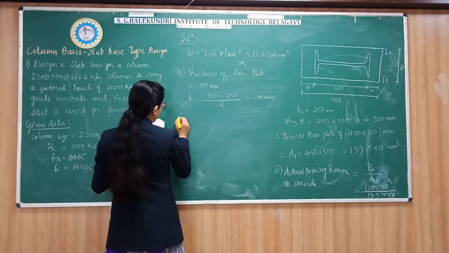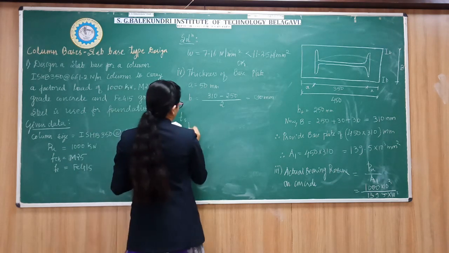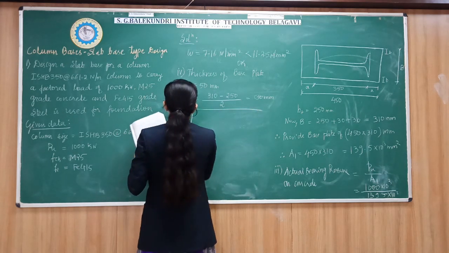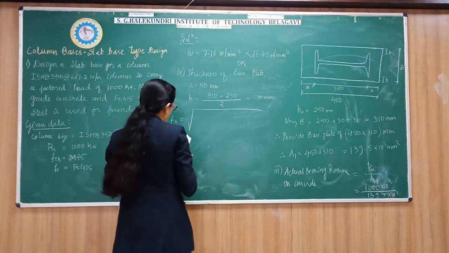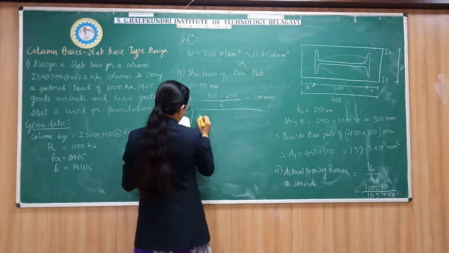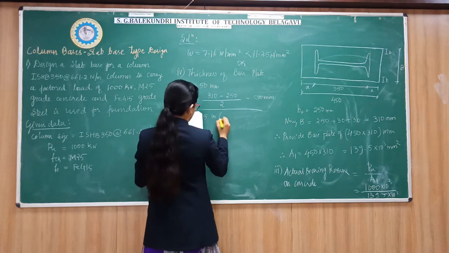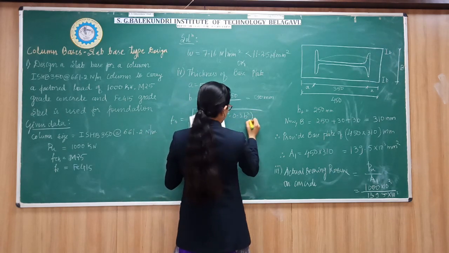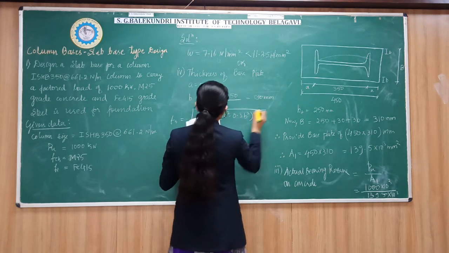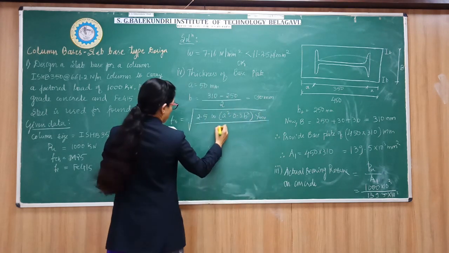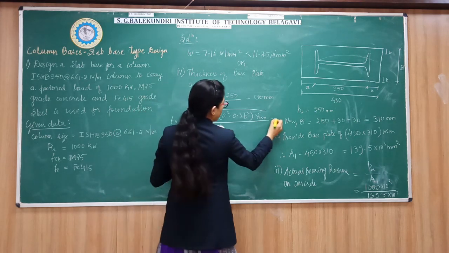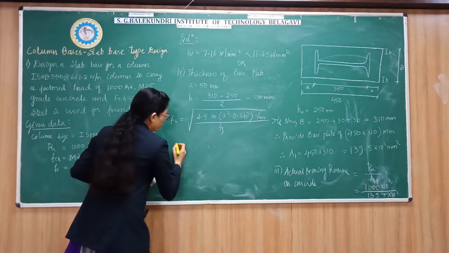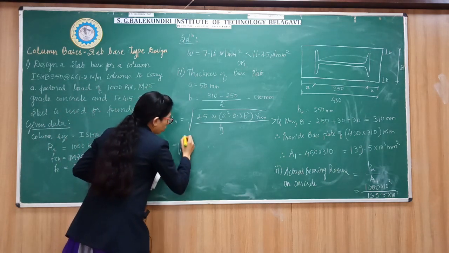Now to find out t_s, the formula is 2.5 w into a square minus 0.3 of b square into gamma n naught, divided by f_y, which is greater than t_f. We will substitute all the values in the above formula.